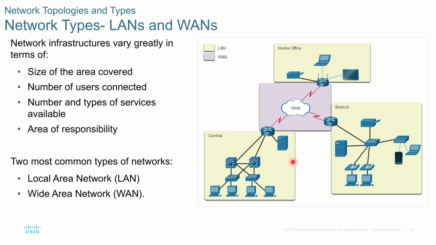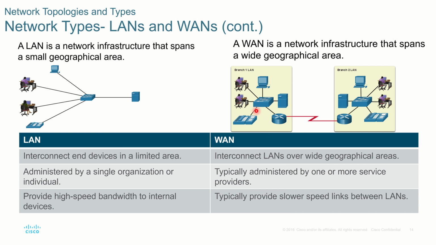So if we look into the characteristics of LANs, they are typically faster and smaller, while a WAN, because it covers large distances, can connect multiple LANs together. This slide shows the differences between LAN and WAN. The keyword here is a LAN is a network infrastructure that spans a small geographical area, while a WAN is a network infrastructure that spans a wide geographical area.